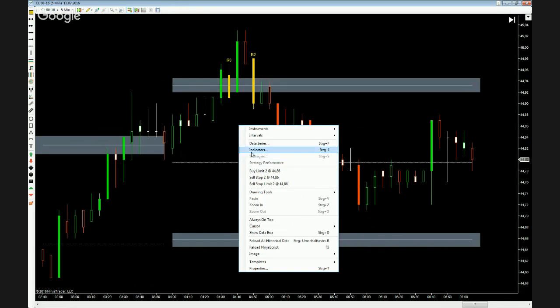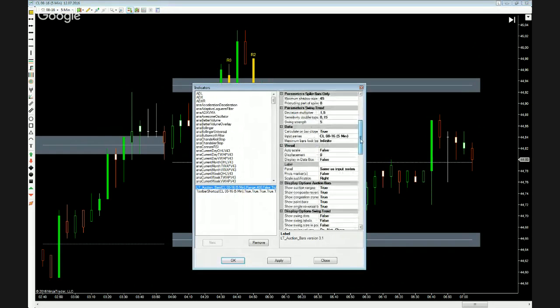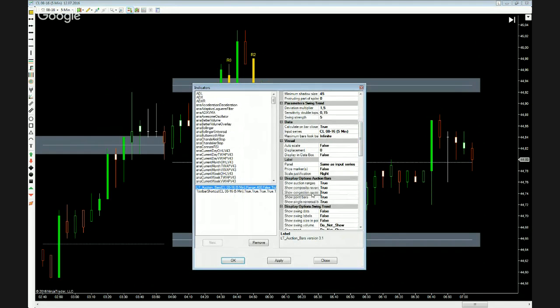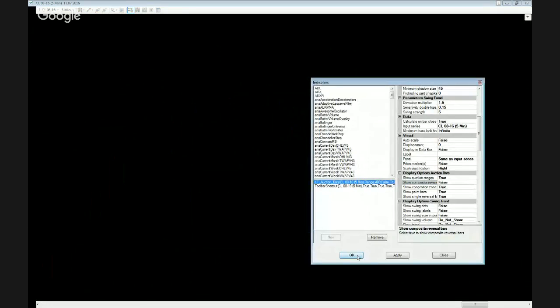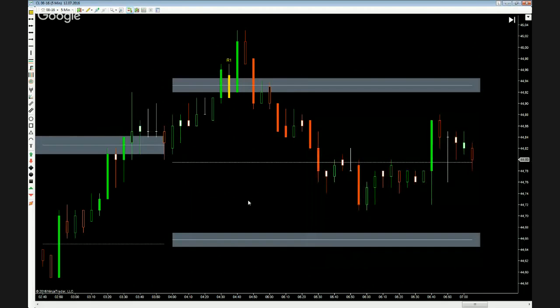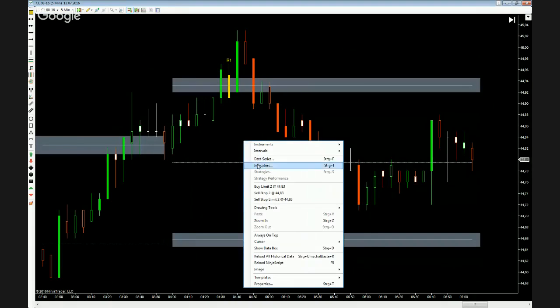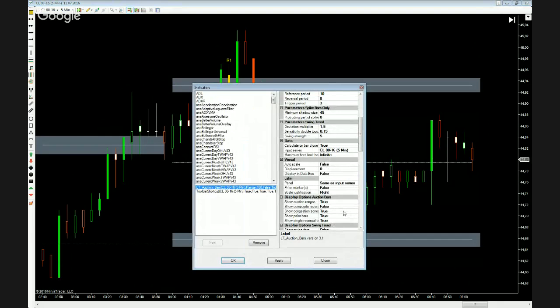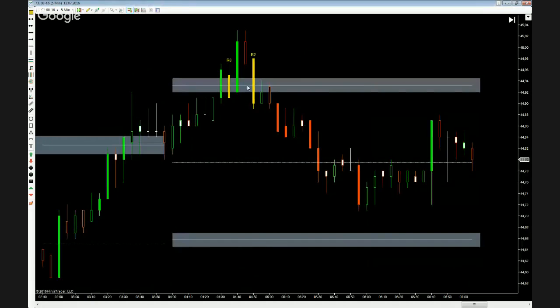So what we have here in the indicator dialog box is an option selected, show composite reversal bars. So if I turn this off, you will see the R2 disappear. So in effect, what this filter does is to allow us to create reversal signals on 2 bars. So I'll turn this back on. And what this does is really neat. It combines the price action of 2 bars.